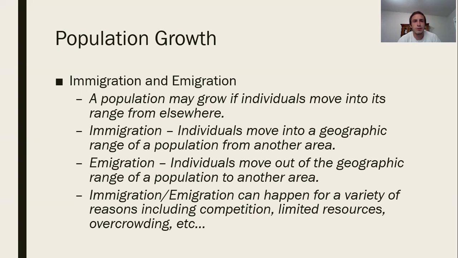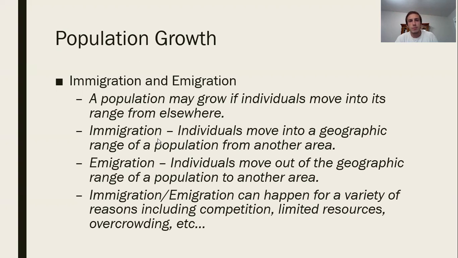So looking at the two forms of migration, anytime we're talking about migration, we're moving from one area to another. A population may grow if individuals move into the range from elsewhere. A population may shrink if they move from the range to another one. The difference between the two is that immigration with an I is when individuals move into a geographic range. Emigration with an E is when individuals move out of the geographic range.